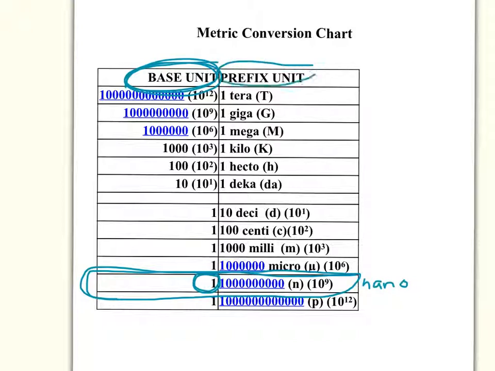And over here on the right side is our prefix unit. So the one that has nano in front of it, it says it's 10 to the 9th. That is just 1 times 10 to the 9th. So let's go fill in those numbers.